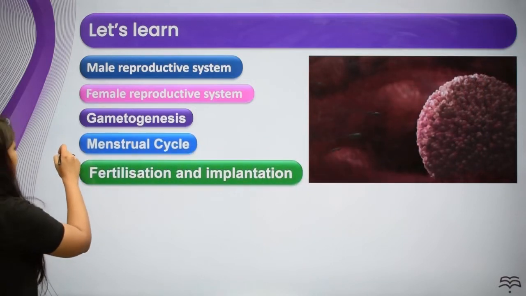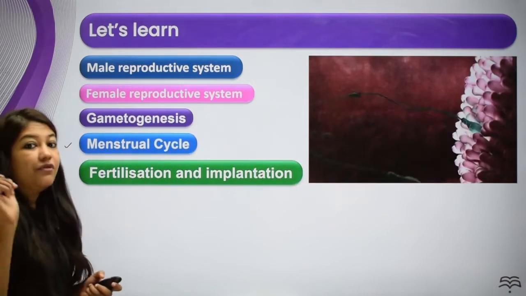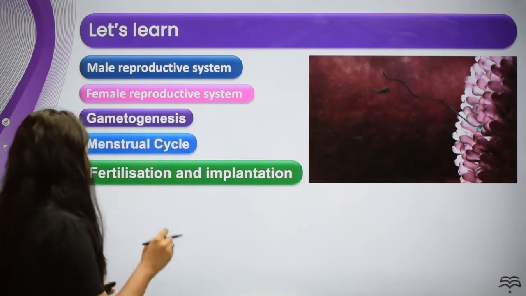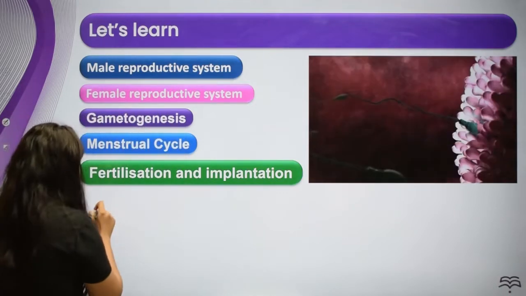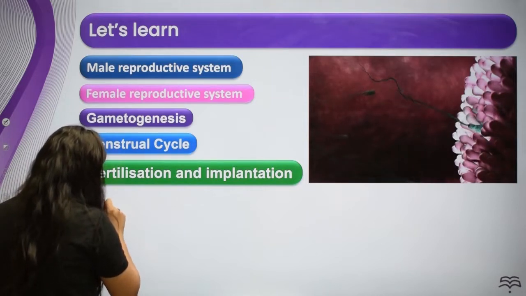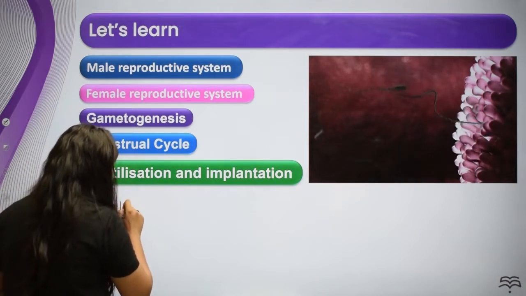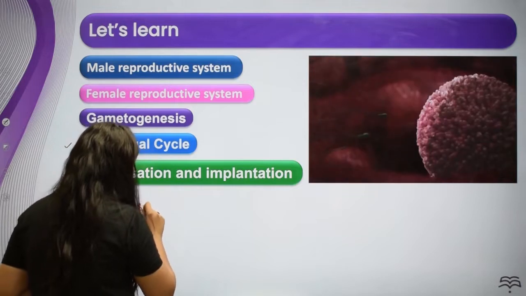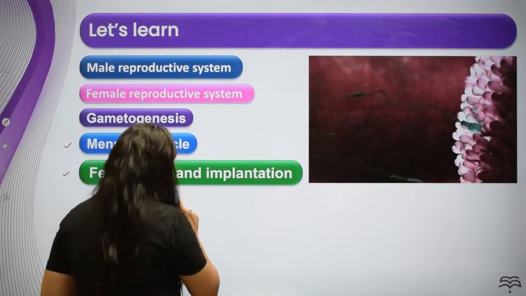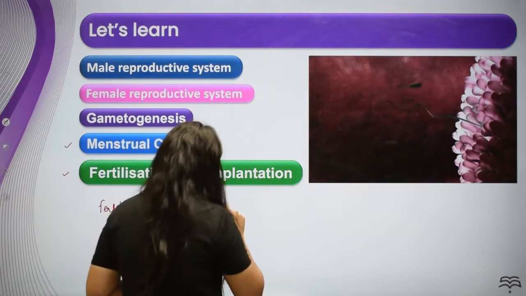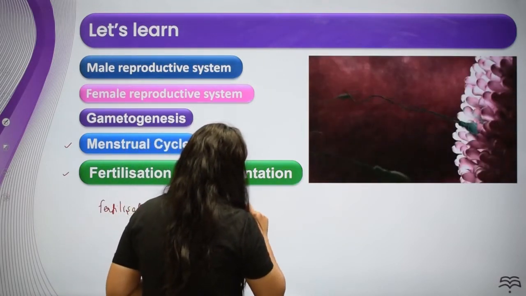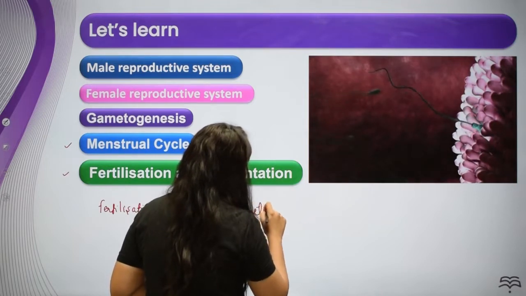Then we will be talking about menstrual cycle, a very important event which is happening. Then fertilization and implantation. Now, what is fertilization? Again, a very simple but important definition. What is fertilization? How do we define this? It is fusion of gametes. It is nothing but fusion of gametes.